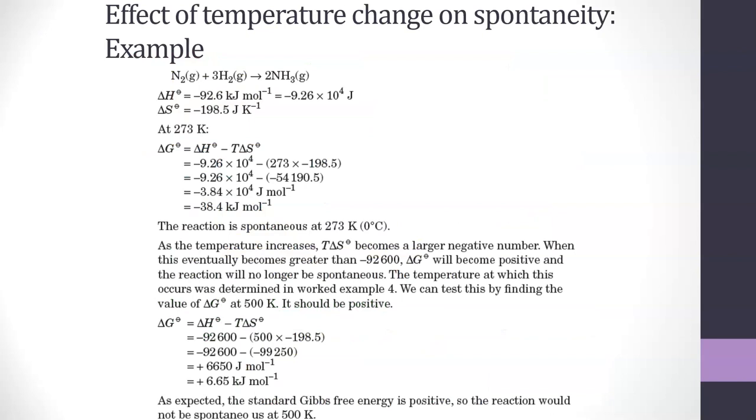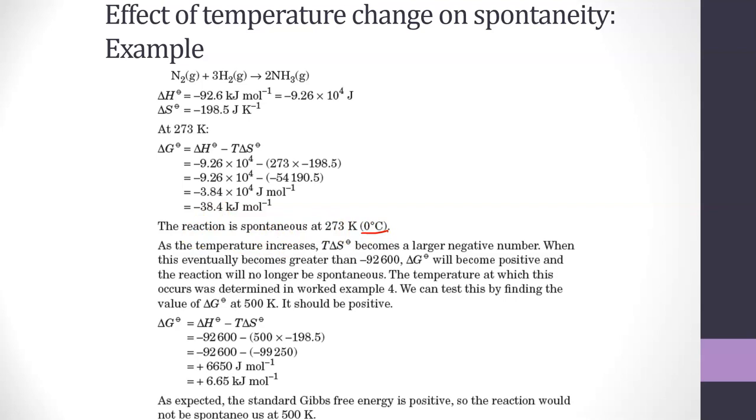This is an example of how you might see something being asked. In this case, we're again looking at the Haber process. We know that we have a negative delta H and a negative entropy, that these are working against each other. When we calculate delta G, we can see that we have a negative delta G, saying that this reaction will be spontaneous at 273 Kelvin or 0 degrees C.